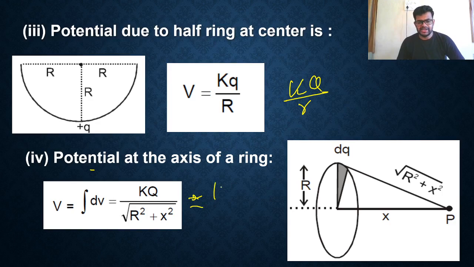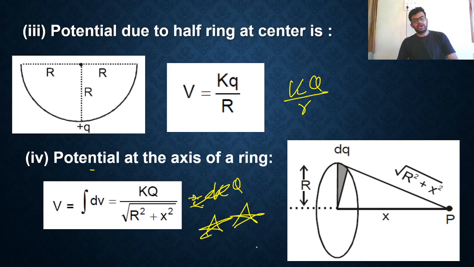So you are directly getting KQ divided by root of r square plus x square. So remember this formula: potential due to a ring at a point P on the axis of the ring. Here x is the distance from the center. This is a very simple formula. I hope all of you are getting it. Please remember it. So my dear friends, let's move forward.